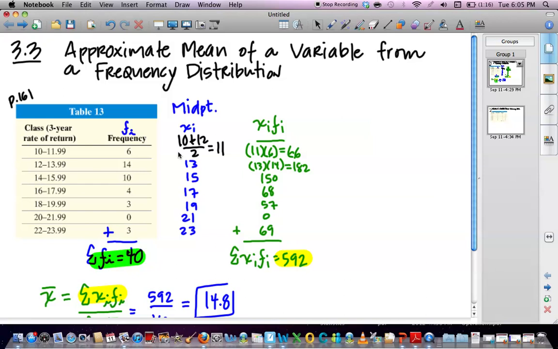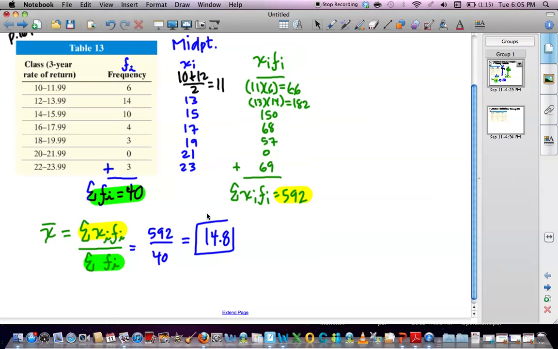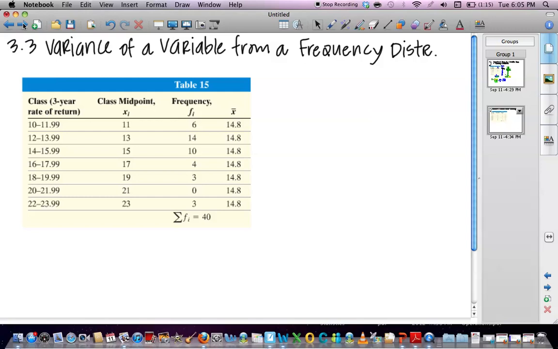Those calculations aren't quite so cumbersome. Then we multiplied the midpoint of each class times the corresponding frequency, and that gave us this column, XI. You're just multiplying. And then, of course, we added that column up, plugged it into the formula, and that's how we got the 14.8. If you didn't catch the last video on this topic, it's posted, so if you need more explanation, I would view that one. Now, to get the variance, we need the mean.